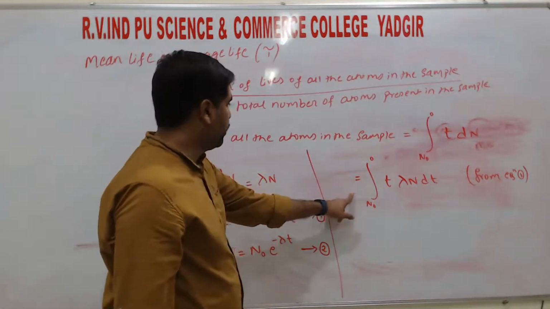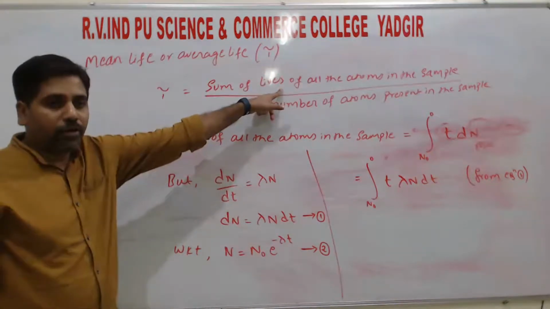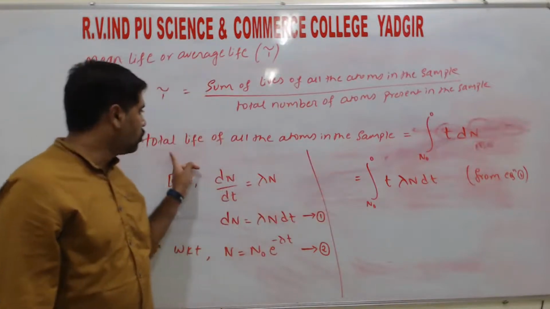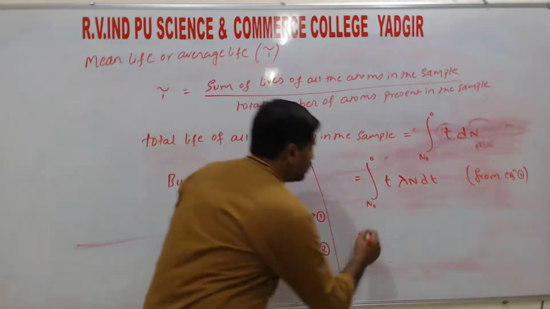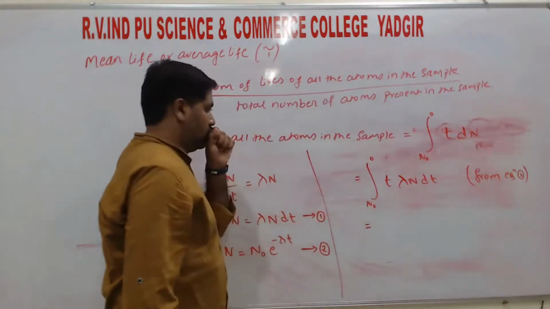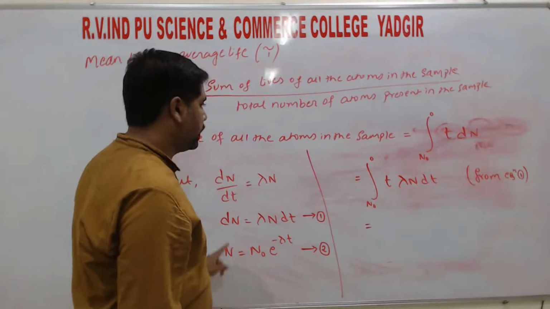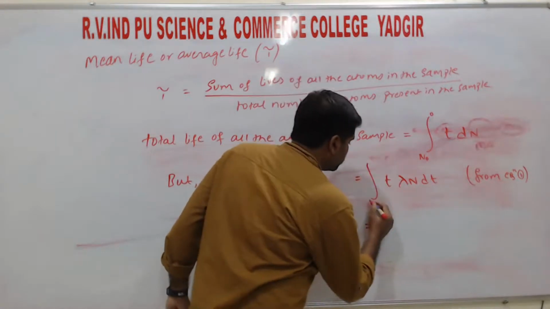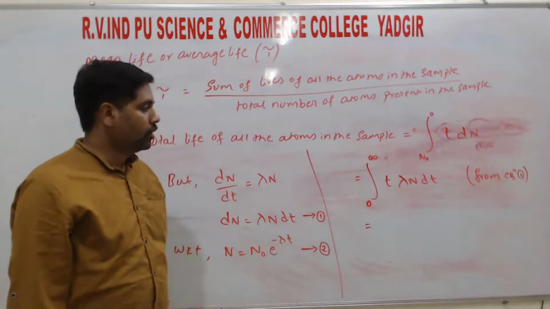Right? So continuing here, the total life of all the atoms present in the sample, that is the numerator value which we are finding, that is the total life of all the atoms in the sample, right? So that is equal to, here time changes, which means the limits also change from 0 to infinity, right?